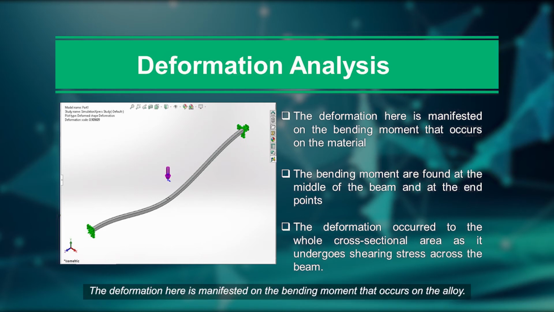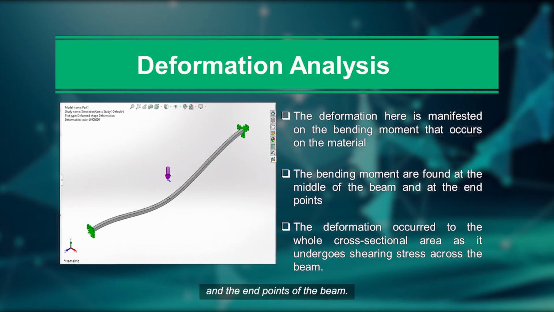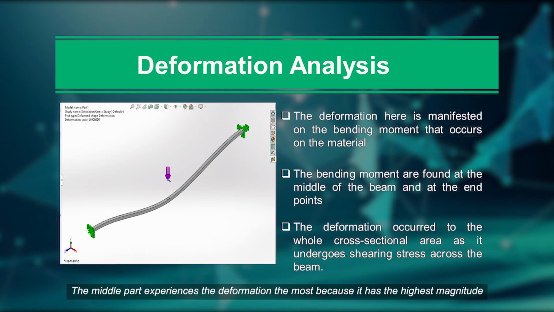Deformation here is manifested in the bending moment that occurs on the alloy. As we can see in the simulation, the bending moments are found at the middle of the beam and the endpoints of the beam. The middle part experiences deformation the most because it has the highest magnitude since it is located at the farthest distance away from the supports of the beam.